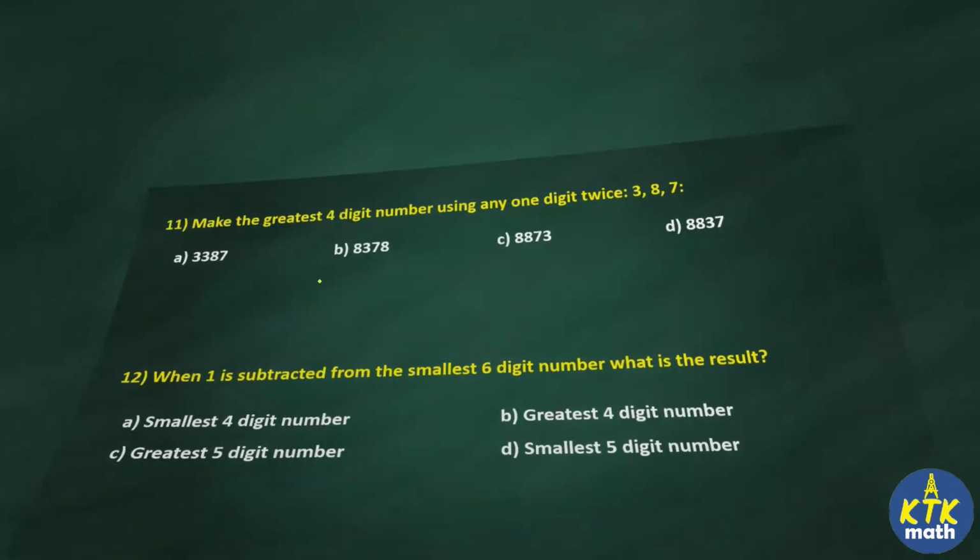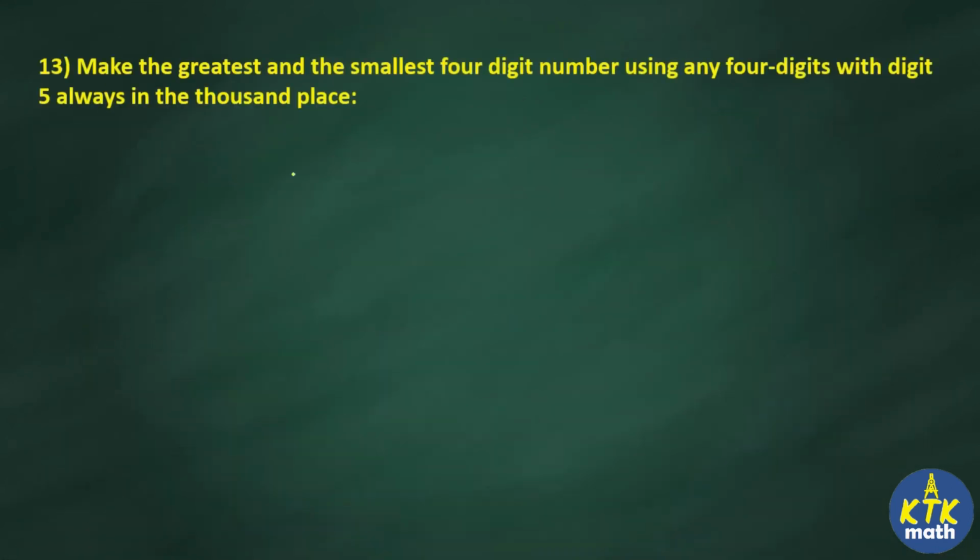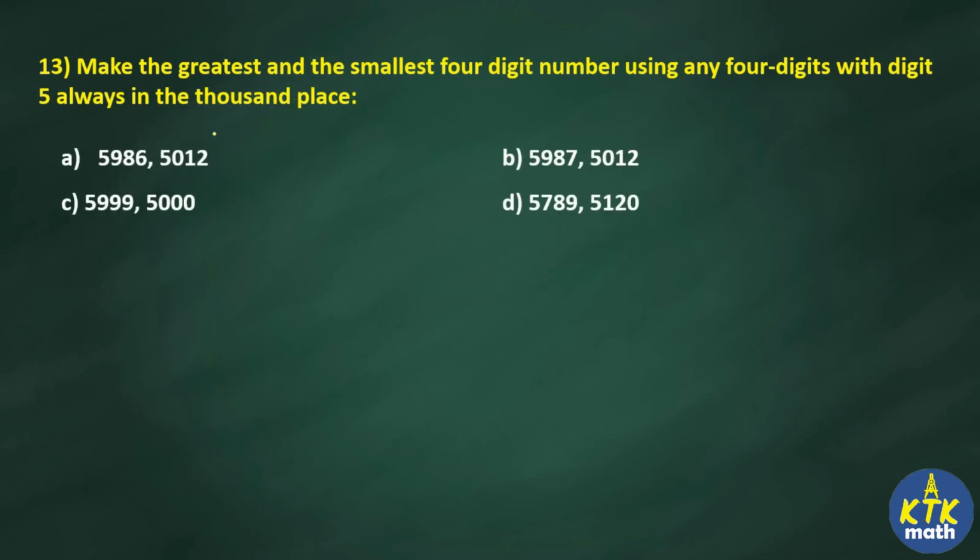So question number 13: make the greatest and smallest 4-digit number using any 4 digits with digit 5 always in the thousands place. Here you just observe the options. They are asking us to find the greatest and smallest 4-digit number, and 5 should be in the thousands place.